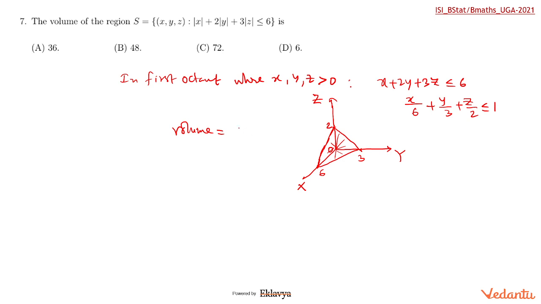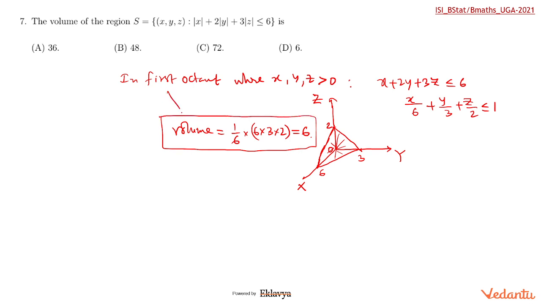is equal to 1/3 into base area into height. So the base area would be half of the triangle. So finally, the volume of a tetrahedron is 1/6 STP. So I'll directly use 1/6, not go via base area. So 1/6 into STP, that is 6 into 3 into 2. Alright. So this is 6, and in the first octant the volume is 6.